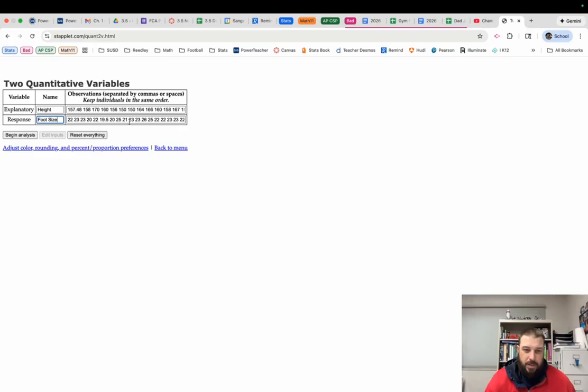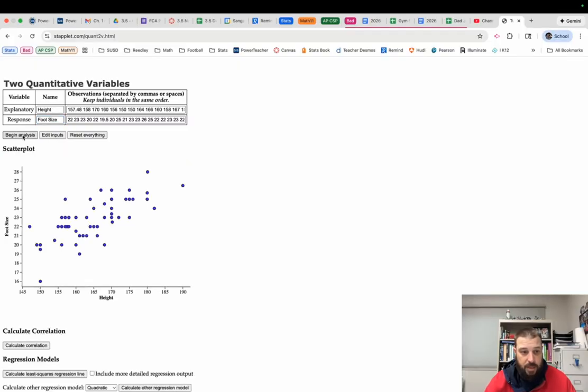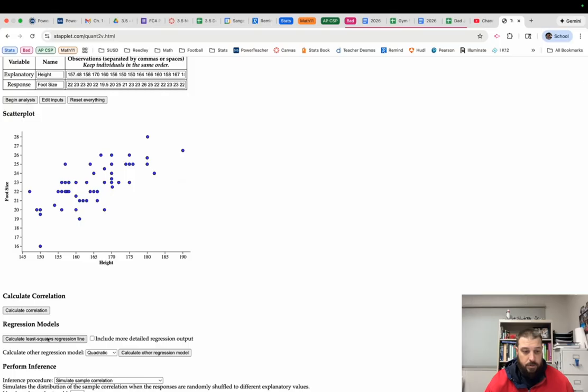I've already entered in the data. You have this data as a data tab in Canvas, and you can enter this as well to get some practice with this. I've entered the height and foot size for all students in our periods 1 and 2. And there's our scatter plot. We can do correlation, right? But what I really want is to calculate this least squares regression line.